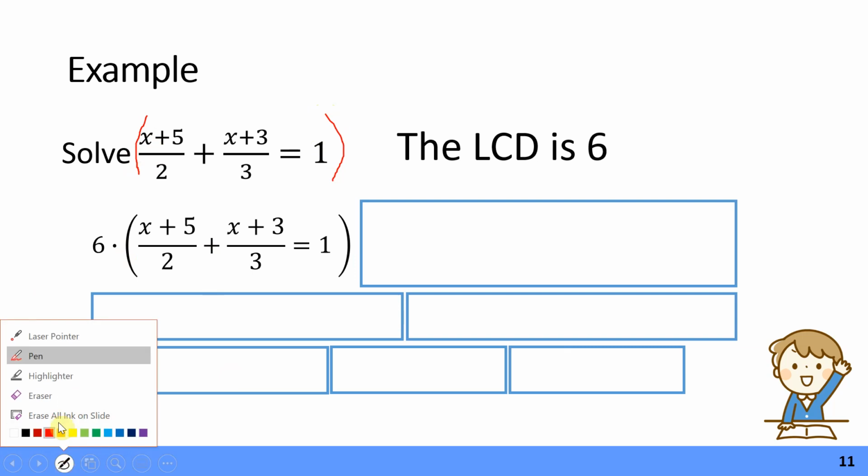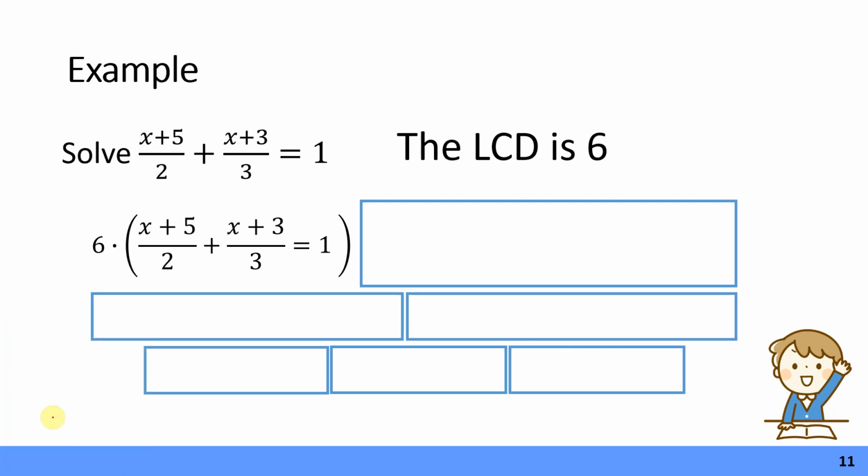Okay, I know you're like, what is she doing? It's just going to make the problem worse. It looks disgusting, but it's actually going to end up being very pretty. So when we multiply by 6, it's going to get rid of all the fractions. And this is what I mean.